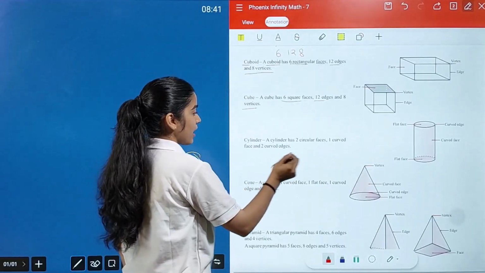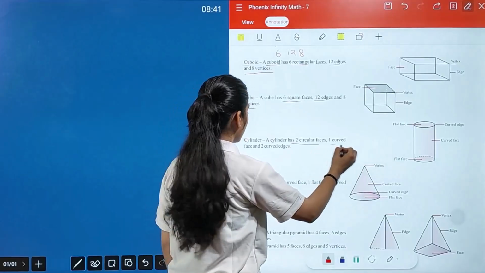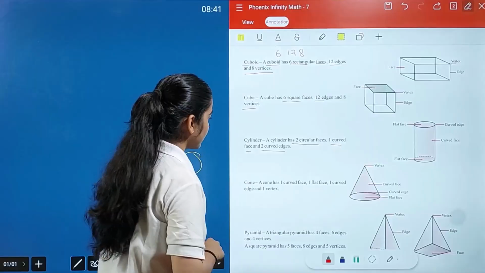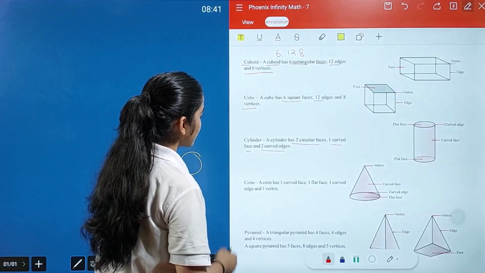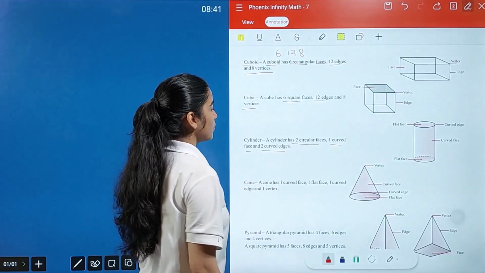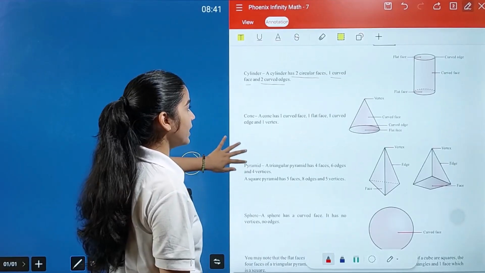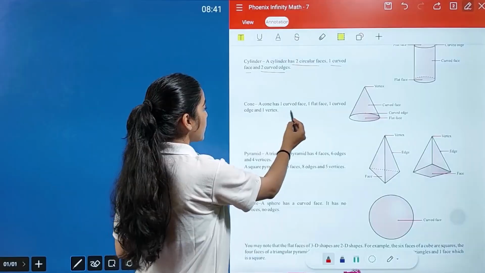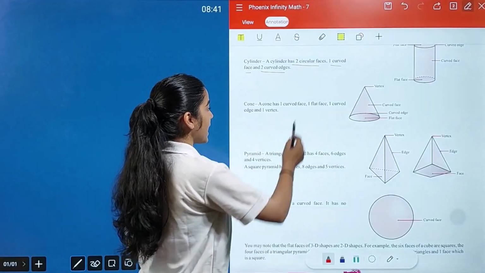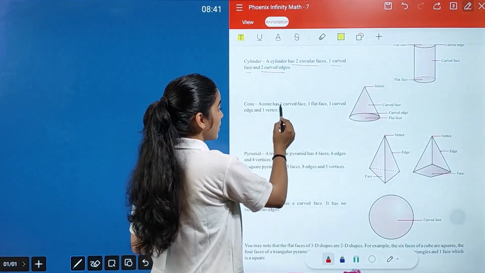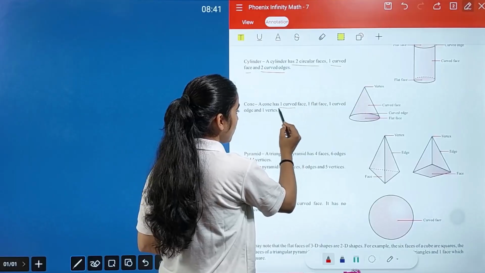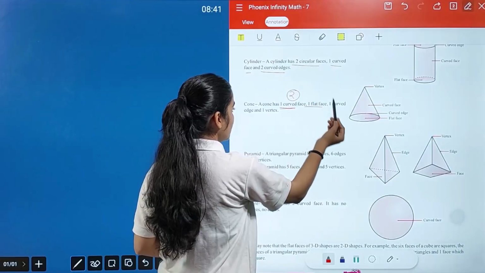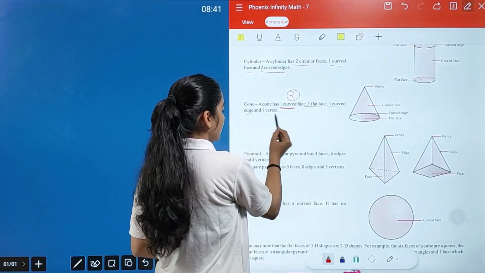In a cylinder we have 2 circular faces and 1 curved face. A cylinder has 2 circular faces, 1 curved face and 2 curved edges. Now cone. A cone has 1 curved face, 1 flat face, 1 curved edge and 1 vertex. 1 curved face and 1 flat face means a total of 2 faces we have. 1 curved edge and 1 vertex.